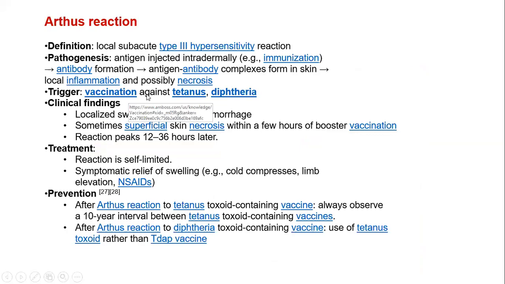Typically, tetanus and diphtheria vaccination sometimes cause Arthur's reaction. Treatment is given orally; based on the clinical findings, you can wait, and then the reaction can subside. For prevention of Arthur's reaction to tetanus vaccine, always observe a 10-year interval between one tetanus booster dose and another. If there is an Arthur's reaction to the diphtheria vaccine, you may alternate the vaccine, using tetanus toxoid rather than the Tdap vaccine. If you change the component, the reaction can subside.